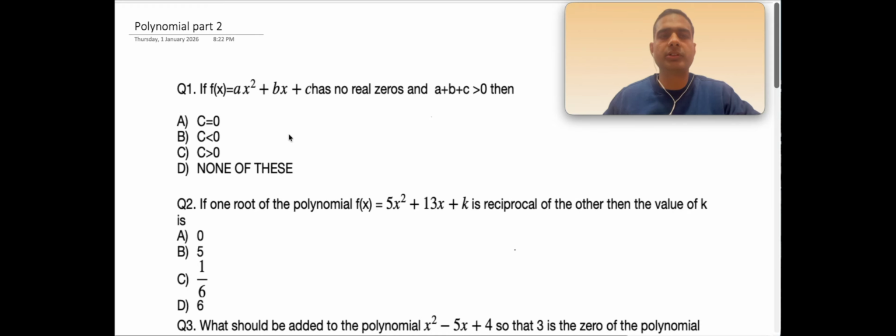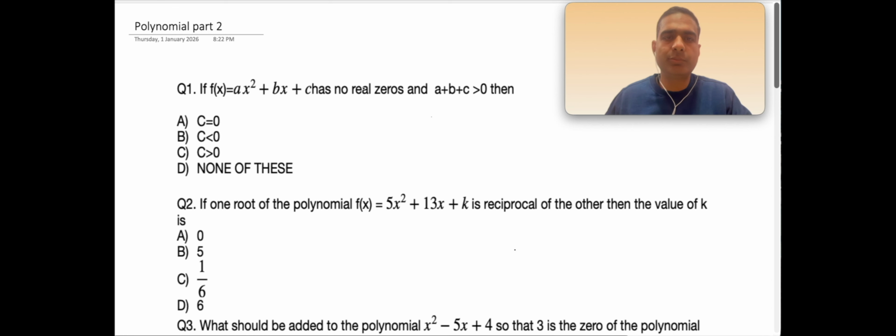So the first question is, if f of x is equal to ax square plus bx plus c has no real zeros and a plus b plus c is greater than 0, then the options are: a, c is equal to 0; b, c is less than 0; c, c is greater than 0; or d, none of these. So basically it has been given that this polynomial has no real zeros and the sum of the coefficients is greater than 0, then we have to tell about the sign of the constant term.